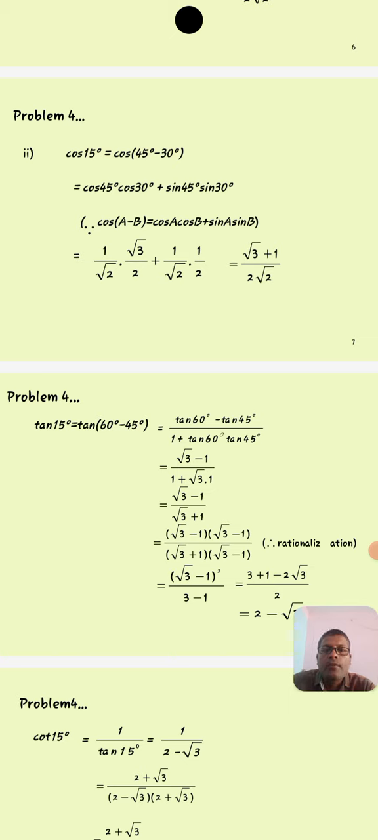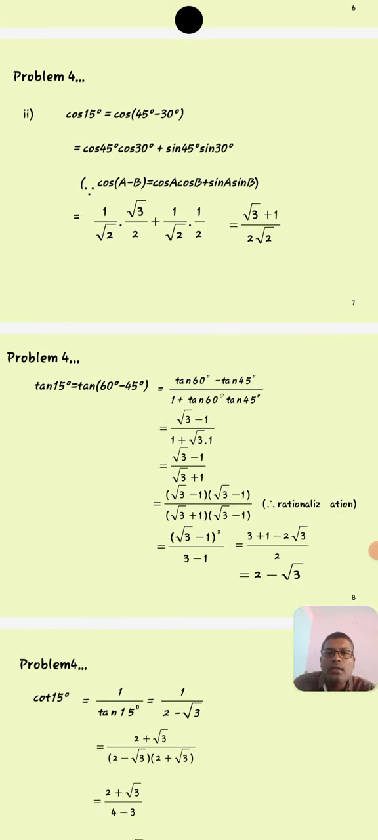Therefore, we have to write the cos of A minus B formula: cos A cos B plus sin A sin B. That is equal to, what is the cos 45 value? 1 by root 2. What is the value of cos 30? Root 3 by 2, plus sin 45, 1 by root 2, sin 30, 1 by 2. So after completing the LCM part we get root 3 plus 1 by 2 root 2. The value of cos 15 degrees is equal to root 3 plus 1 by 2 root 2. Are you clear?